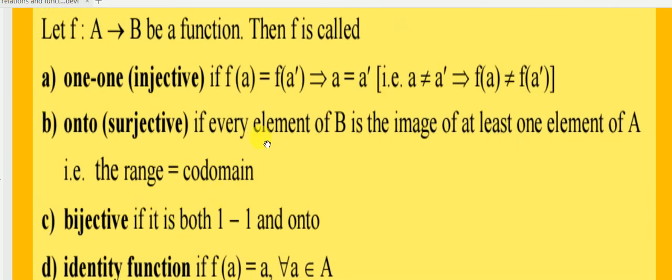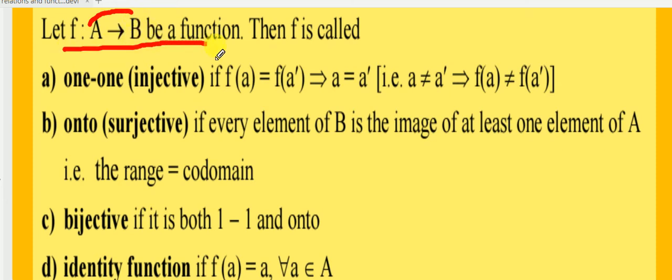Now let us see some of the definitions of one-one, onto, bijective, identity, constant functions like this. So we define the functions we learnt in the second year. You know that a function is also a special type of relation. A relation from A to B is said to be a function if each element of A is associated with a unique element of B. That is, every element of A is associated with a unique element of B.